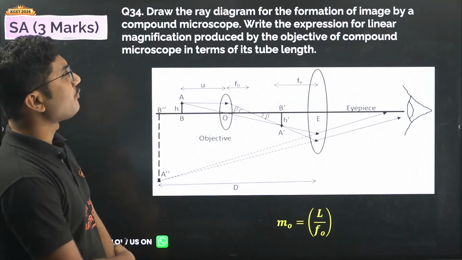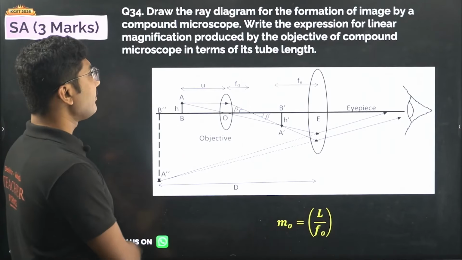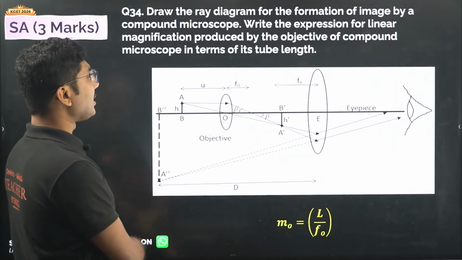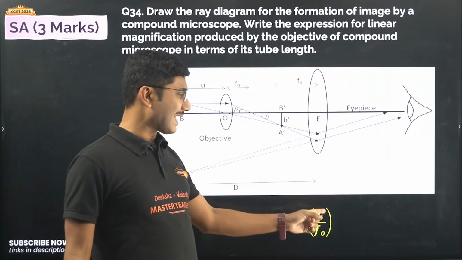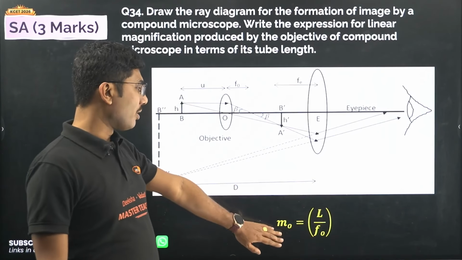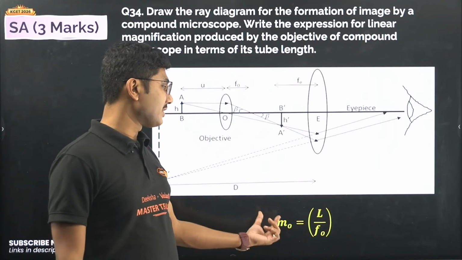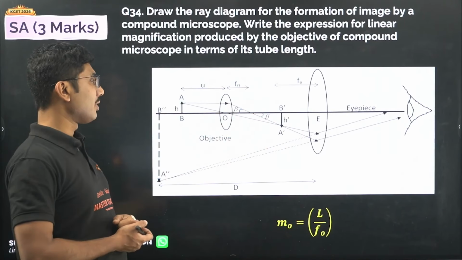Write the expression for linear magnification produced by the objective of a compound microscope in terms of its tube length. Okay, for tube length L and objective of focal length FO, the magnification is given by L by FO. Now this is a pretty standard diagram given in your textbook.